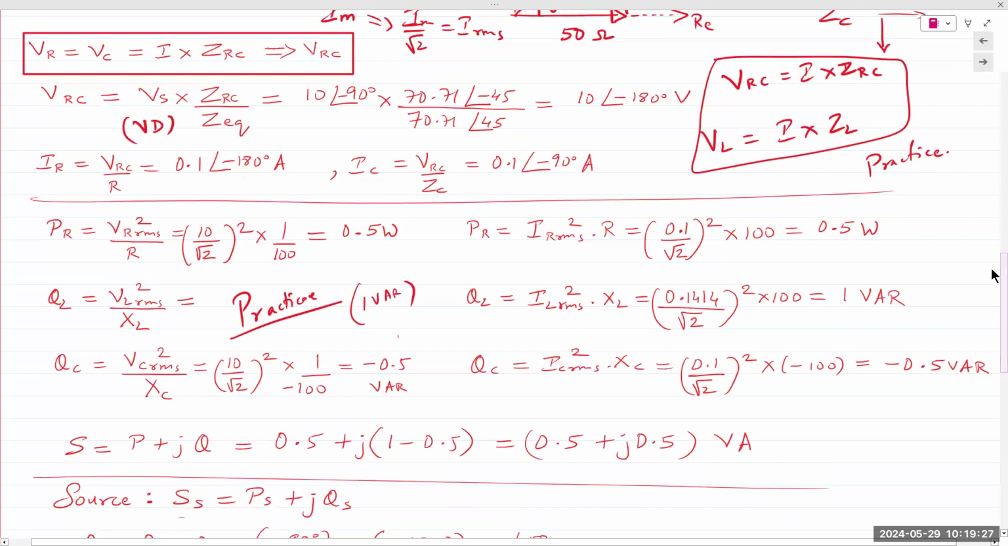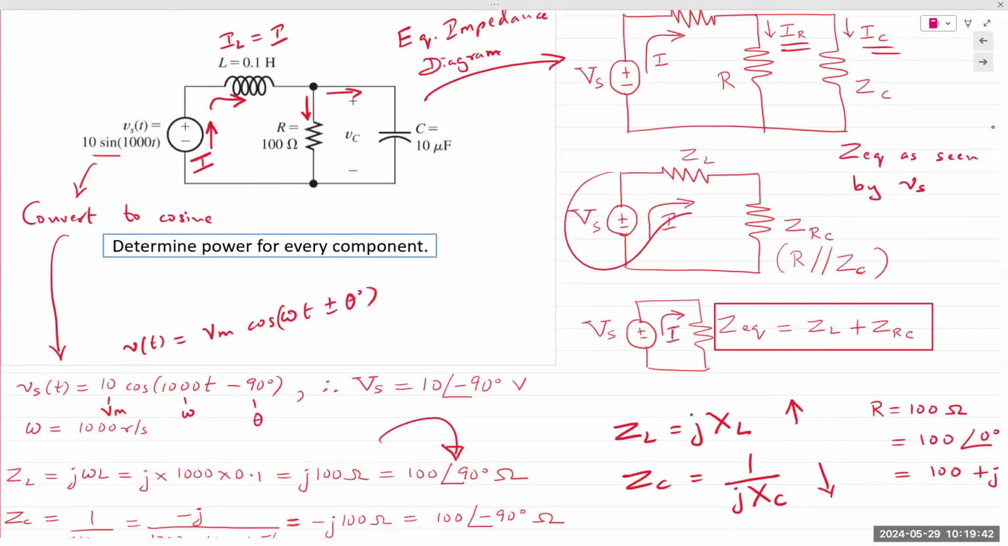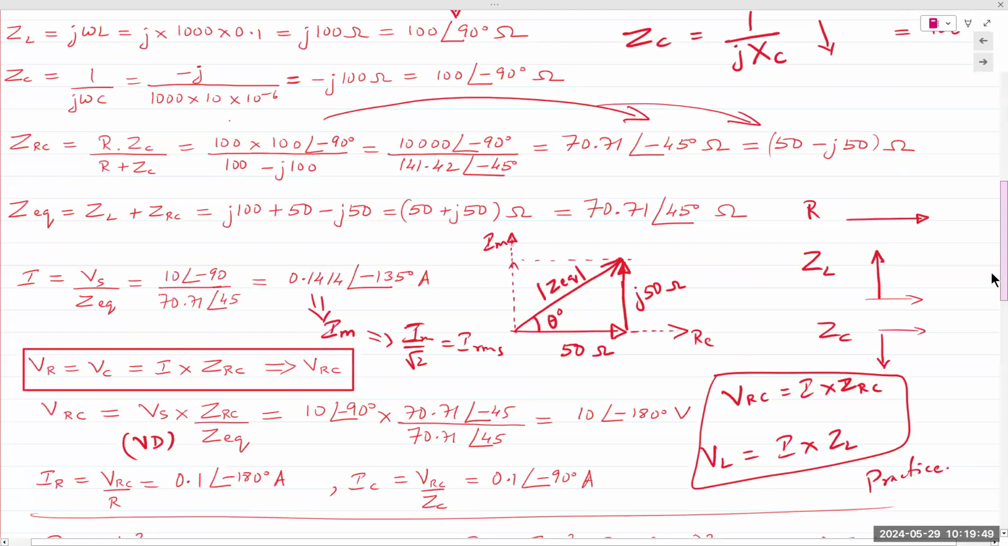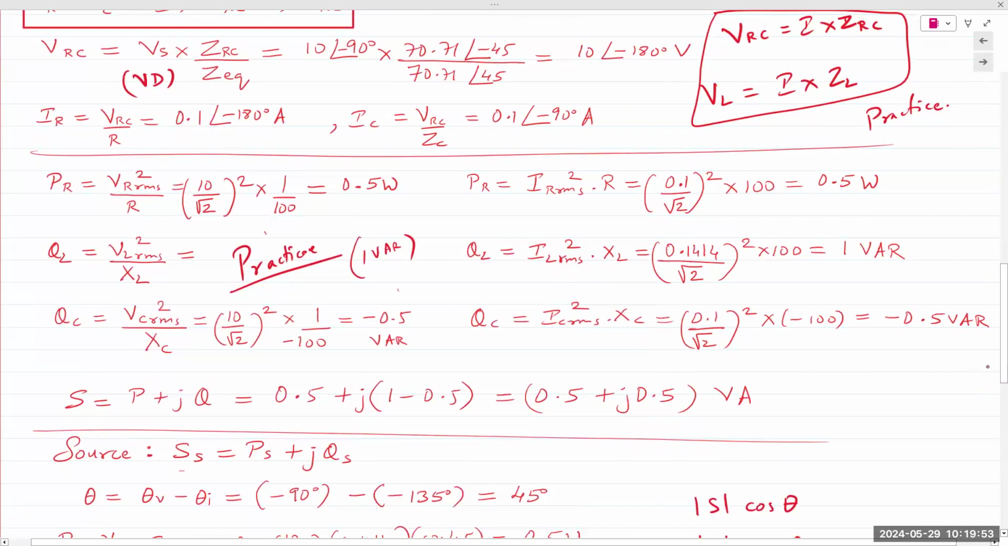All right, so we have the resistor current, capacitor current, the resistor voltage, capacitor voltage. We can use two sets of equations to determine the power for resistor and capacitor. We can do the same for the inductor also. The inductor current is the same as the source current, I. We did not find the voltage across the inductor, but I will assign it as practice. You can find it directly.